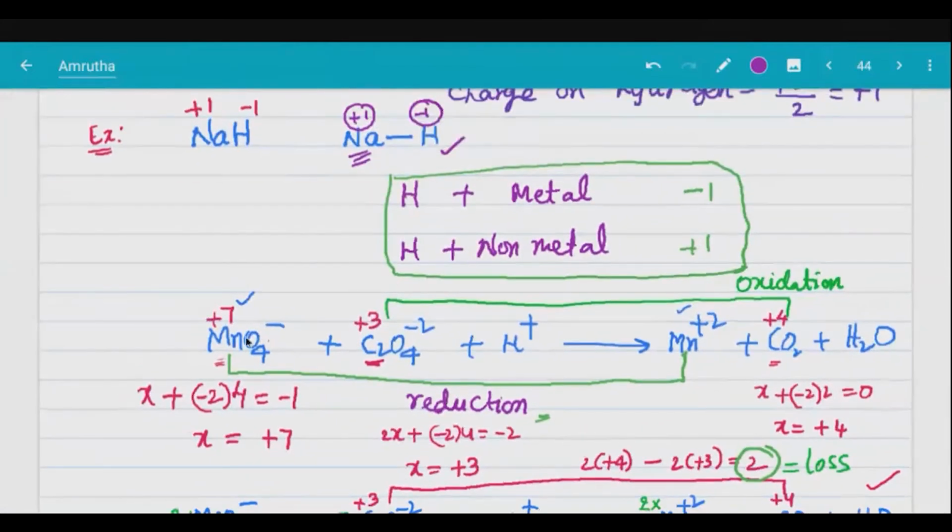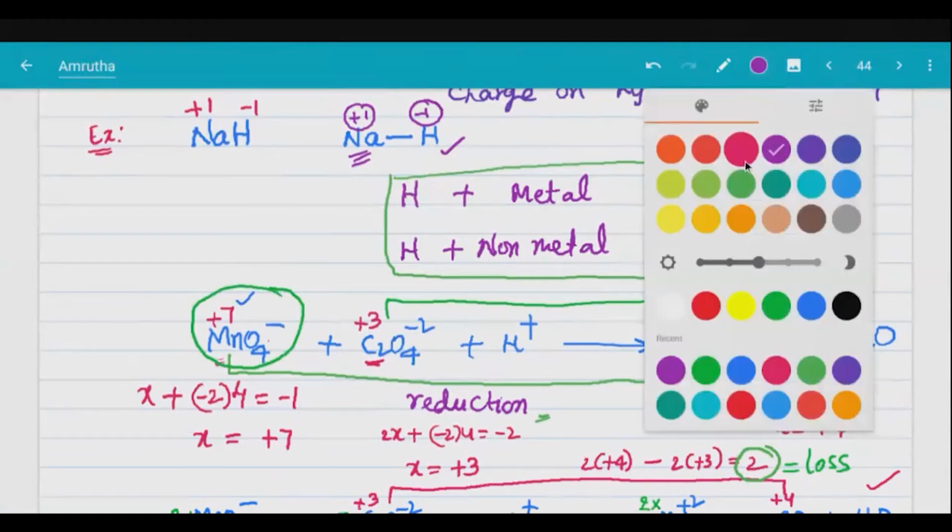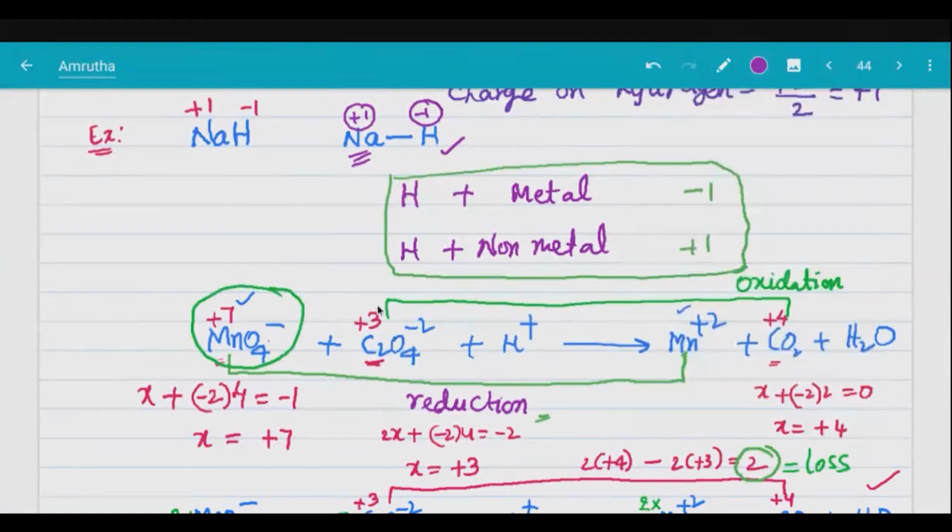Okay, so look at these two. I'm highlighting these two. Which one is oxidizing? Is it the green or the pink one? Which one is the oxidizing agent? Green or pink? Green is the oxidizing agent. Why is that?